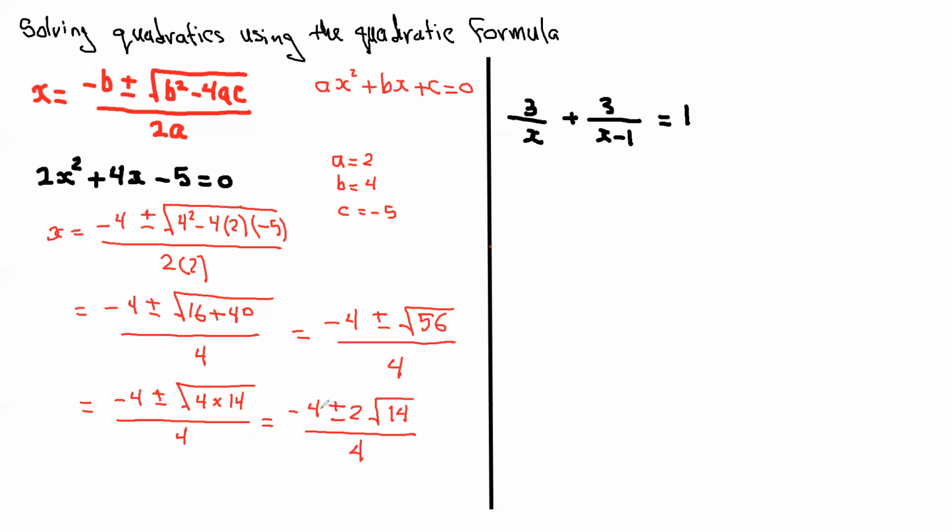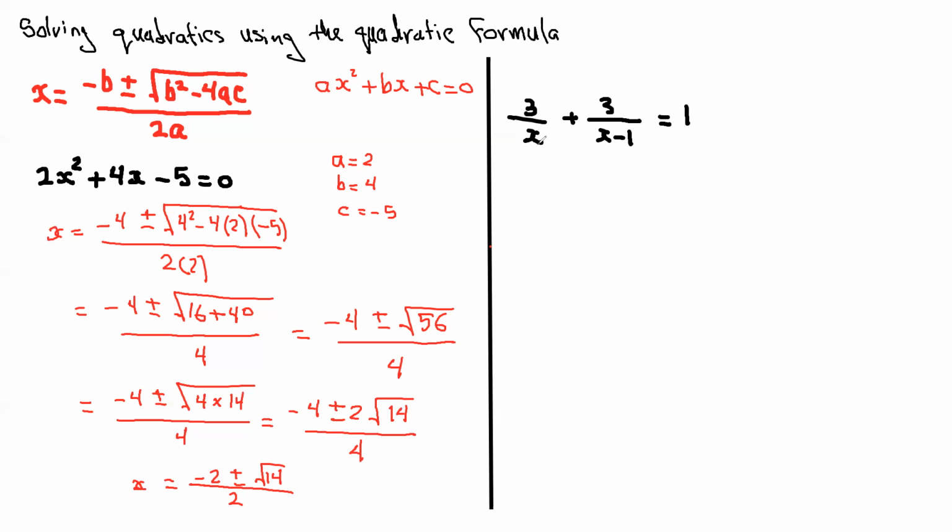Now, since all these numbers, 4 and 2 and 4, you could reduce them by 2. So reduce everything by 2, and your final answer will be x equals negative 2 plus or minus the square root of 14, all over 2. And that's your final answer for that one.